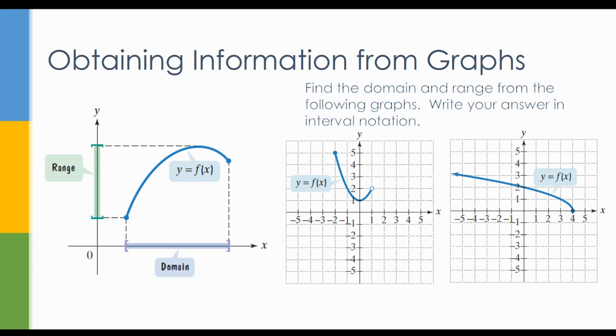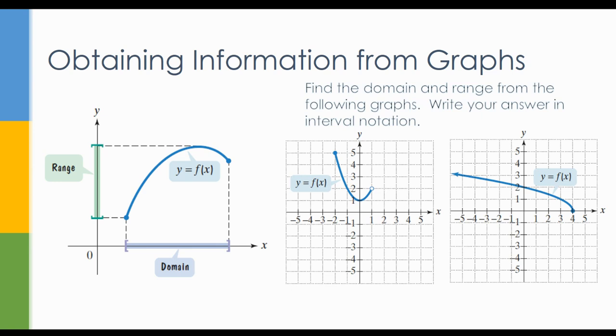So we're going to find the domain and range from the following graphs. We'll write our answer in interval notation. So notice that we always read a graph from left to right. And so remember, interval notation, we want to go from smallest number to biggest number, from the left to the right. So what I see on the left of this first graph is I see a closed dot.